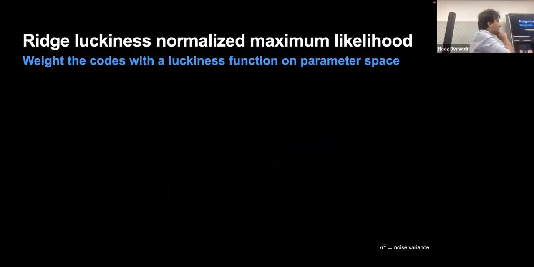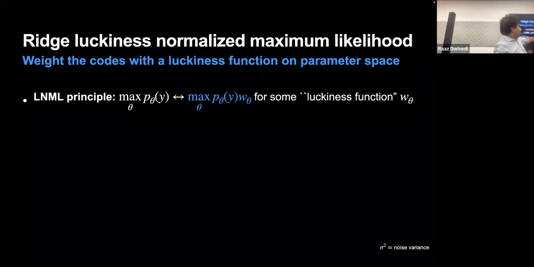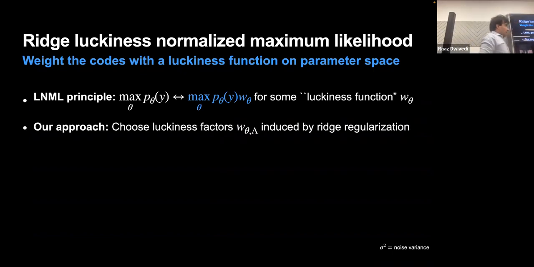So the way to think about this regularized or normalized maximum likelihood is it's called luckiness normalized maximum likelihood. And the way it works is, instead of doing just max over p theta of y, you do a weighting with respect to theta. So it's some sort of prior you put on your theta space, and then you try to maximize this to define your codes. That W theta is called the luckiness function. And our approach is, well, how do you choose this W theta?